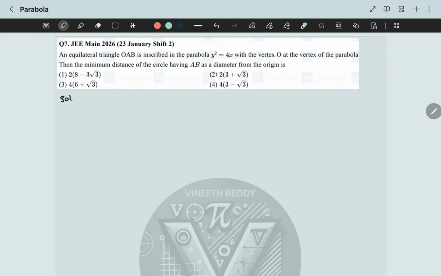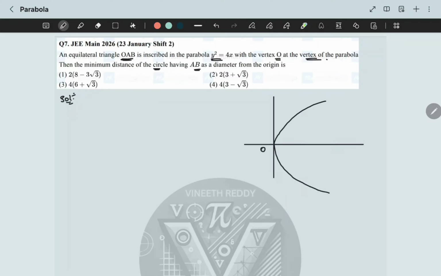Fine. So the question says an equilateral triangle OAB is inscribed in the parabola y square equals 4x, with the vertex O of the equilateral triangle at the vertex of the parabola. Then find the minimum distance of the circle having AB as diameter from the origin. I think this is a very straightforward question, very easy question, right?